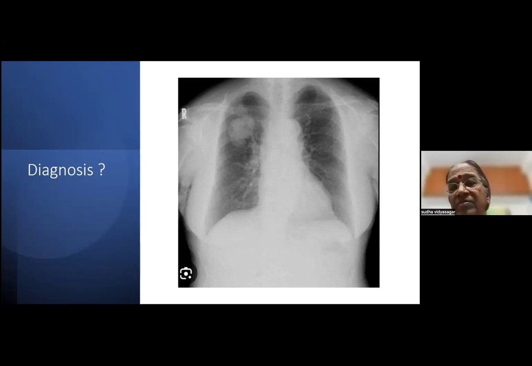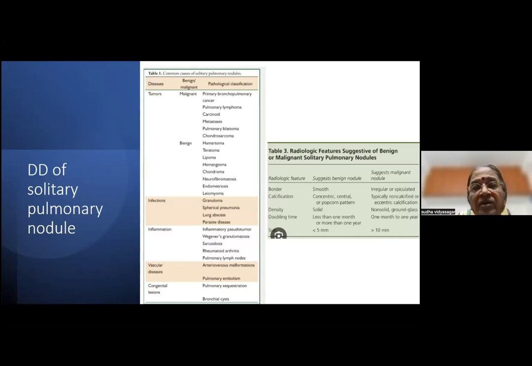Could be a mass. If it's a mass, then you have to definitely think of the differential of a solitary pulmonary nodule, and consider all the differentials for a solitary pulmonary nodule. Okay, we'll go on to the next one. So those are your differentials for a solitary pulmonary nodule, which can be malignant or benign.